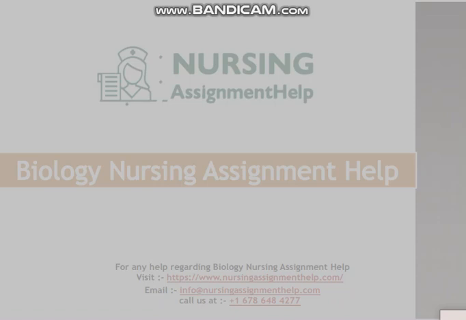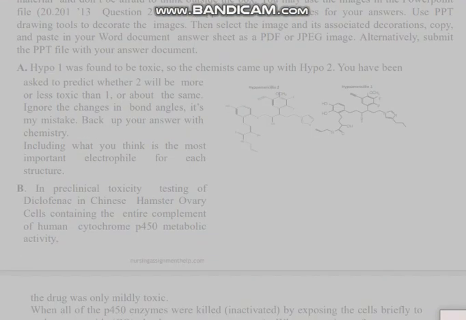Do your reading, review your homework and lectures. For questions B and C, use reference material and don't be afraid to think outside the box. You may use the images in the PowerPoint file 20.20113 question to structures.pptx to draw structures for your answers. Use PPT drawing tools to decorate the images. Then select the image and its associated decorations, copy, and paste in your Word document answer sheet as a PDF or JPEG image. Alternatively, submit the PPT file with your answer document.